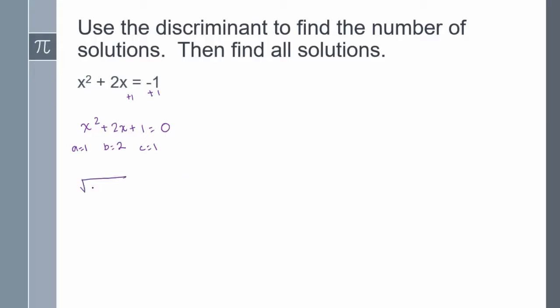To find the number of solutions, use the square root part of the quadratic formula, which is the square root of b squared minus 4ac. Plug in our values for a, b, and c, and simplify. I have 2 squared, which is 4. Negative 4 times 1 makes this a negative 4. Simplify that. 4 minus 4 is 0, and the square root of 0 is 0. And since I have a 0 discriminant, this means I only have one solution to the quadratic.